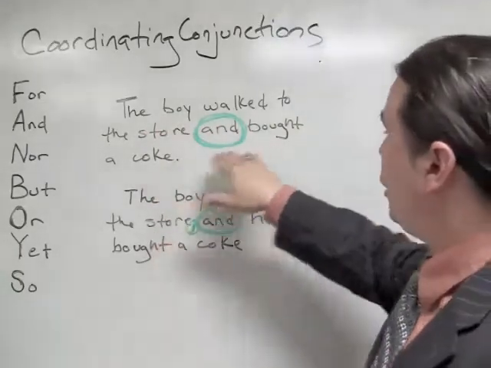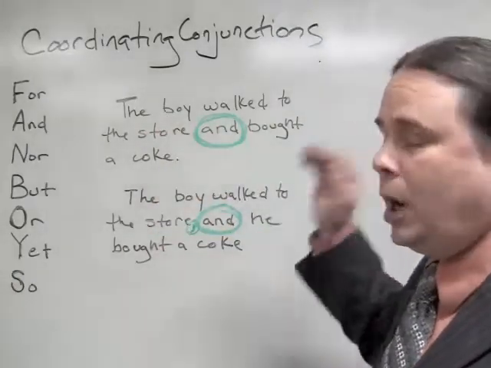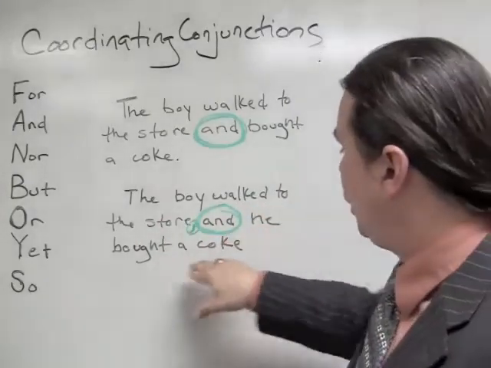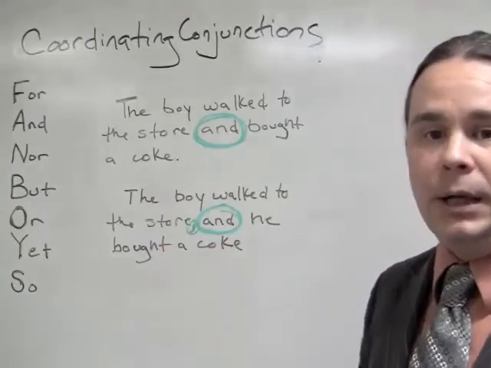Complete sentence. "Bought a Coke" is not a complete sentence, so no comma. The boy walked to the store, complete sentence. He bought a Coke, complete sentence. I do need the comma.